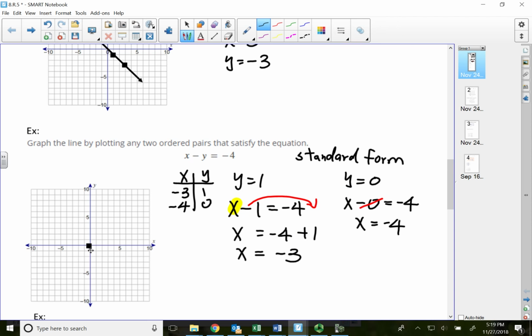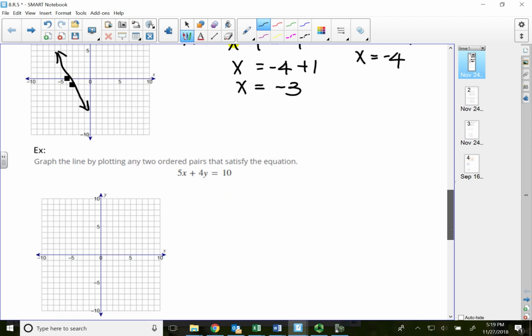So starting from the origin, go to the left 3 and down 1. So that's right there. Second point, negative 4, 0. So starting from the origin, simply go to the left 4. And the 0 for y means I do not go up and down. So here are my 2 points. I can connect them with the line. There you go. Not very straight, but you get the point.